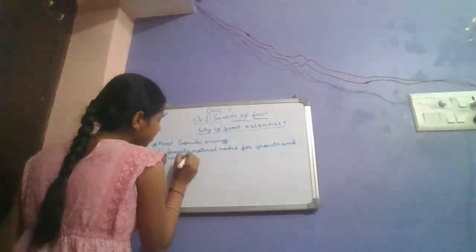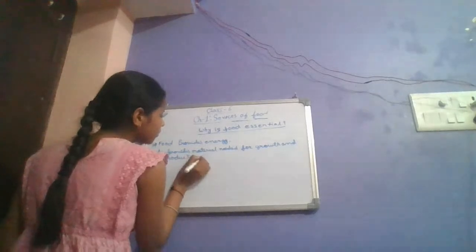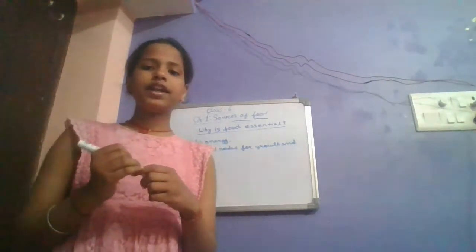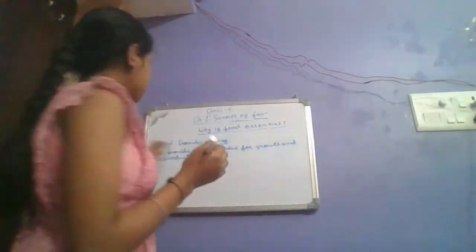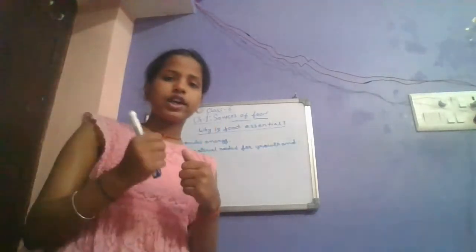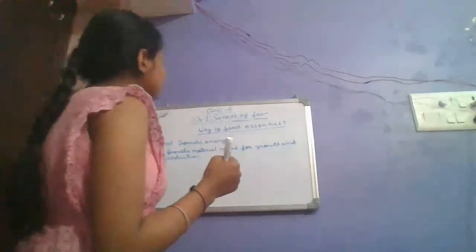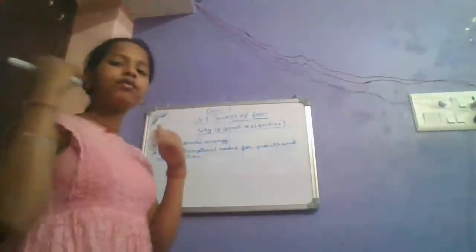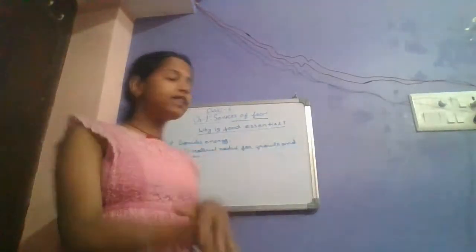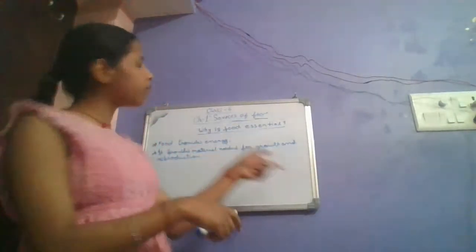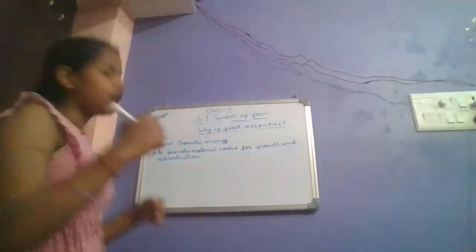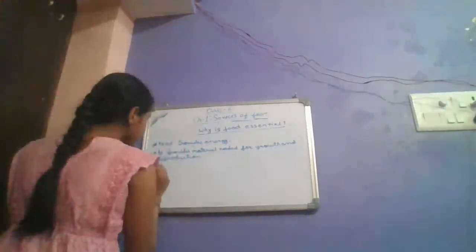So is this point clear? Okay, I'm speaking it. It may be showing you opposite in the camera, so what you can do is I'm saying it and you can write it. So the first point is that food provides us energy. The second point is that it provides material needed for growth and reproduction. Okay, next thing.